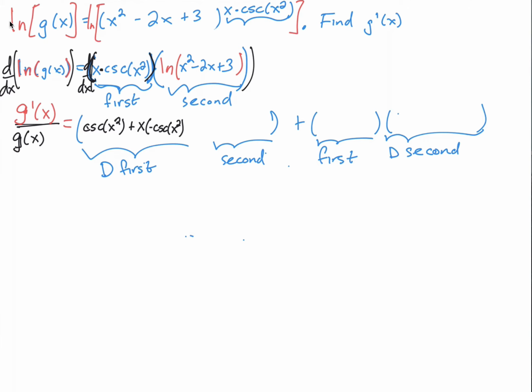Okay, so negative cosecant of x squared cotangent x squared, and then times the derivative now of x squared, the inside, which is 2x. All right, so that's the derivative of the first times the second. What's the second? The second is ln of all that stuff, x squared minus 2x plus 3. Barely squeezed it in there. Okay.